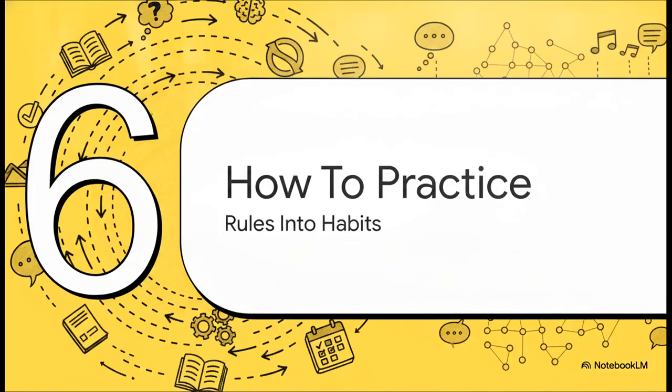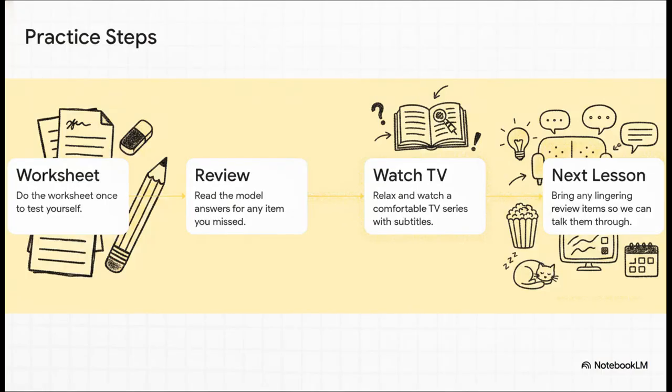And finally, Section 6, how to practice effectively and turn these rules into habits. Look, I totally get that language learning can feel a bit overwhelming sometimes. So here's a really simple 4-part checklist to make these habits stick. First, just do your practice worksheets once. Second, review the model answers for anything you missed. Third, and I love this one, put on a comfortable TV series in English with the subtitles on. Grab a snack, sink into the couch, and just watch.